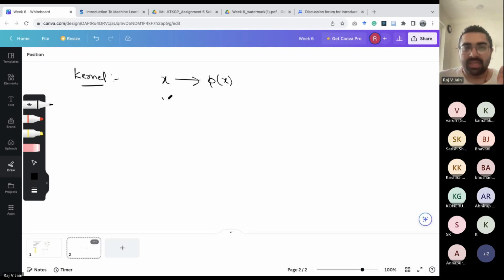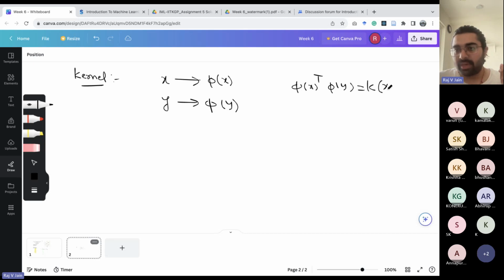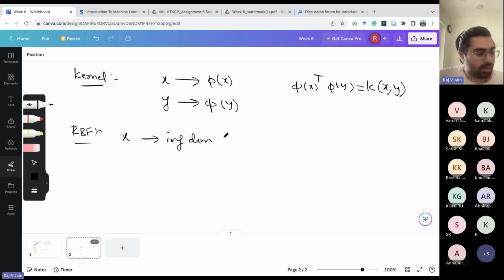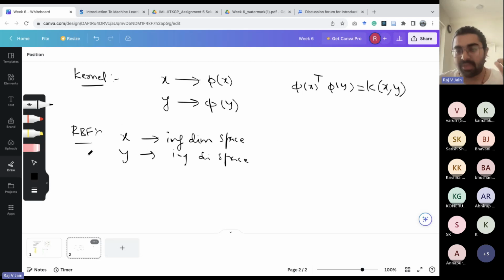Let's say I have x and I have y. Phi of x is also a vector, and phi of y is again a vector, a higher dimensional vector as compared to x. And there you compute phi of x transpose phi of y. This is equal to the kernel function evaluated at x and y. So when we use the RBF kernel, what ends up happening is you project this x into an infinite dimensional space. So you can capture a lot more non-linearities with the RBF kernel if they exist in the data which are useful.